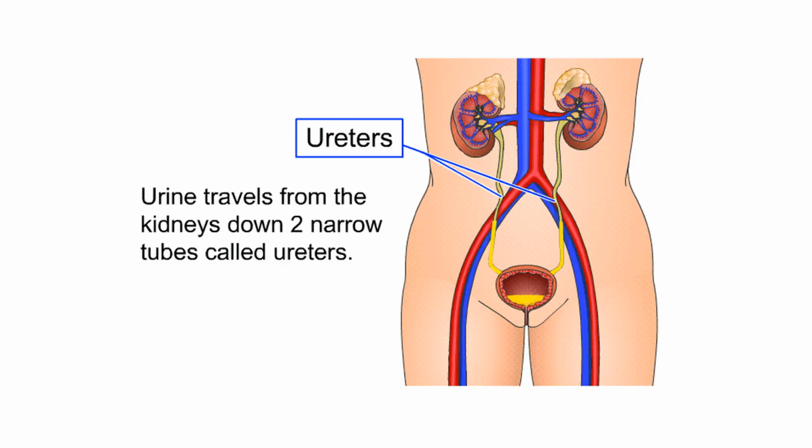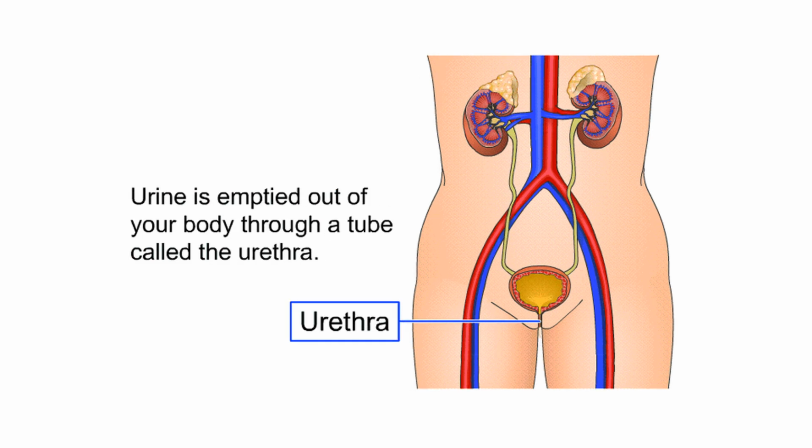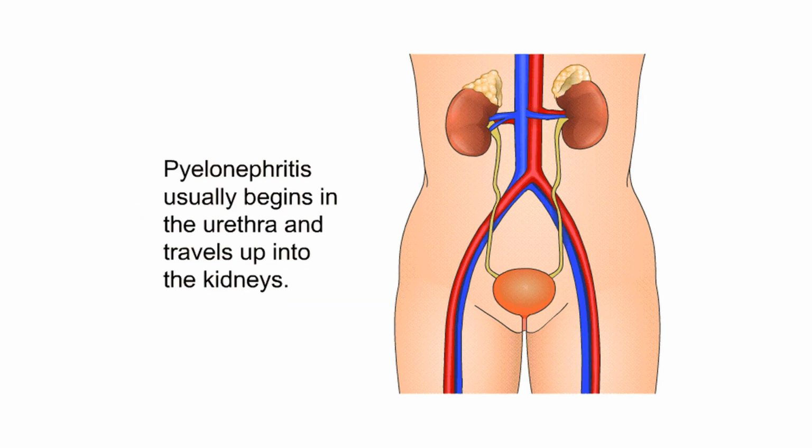Urine travels from the kidneys down 2 narrow tubes called ureters. The urine is then stored in a balloon-like organ called the bladder. Urine is emptied out of your body through a tube called the urethra. Pyelonephritis usually begins in the urethra and travels up into the kidneys.